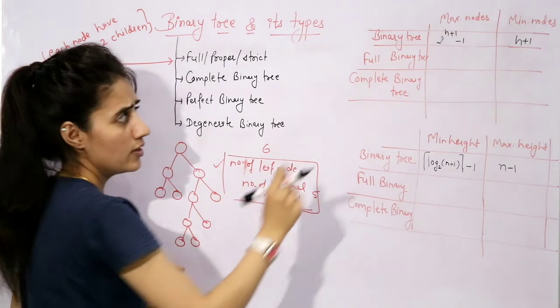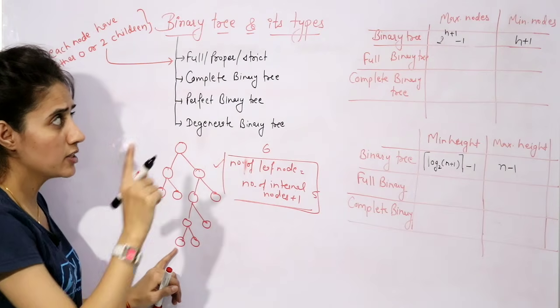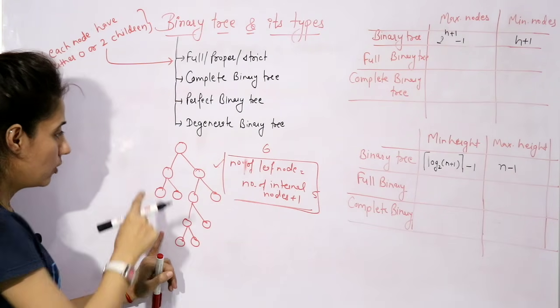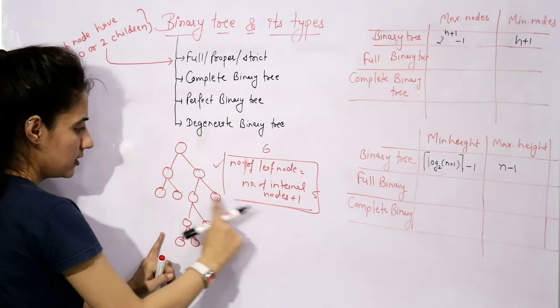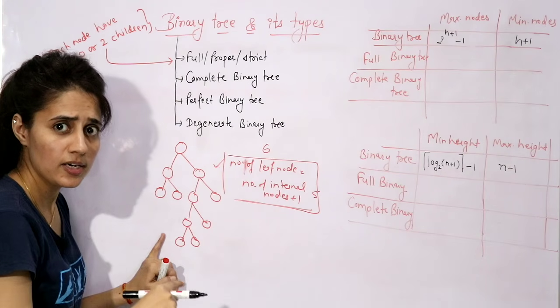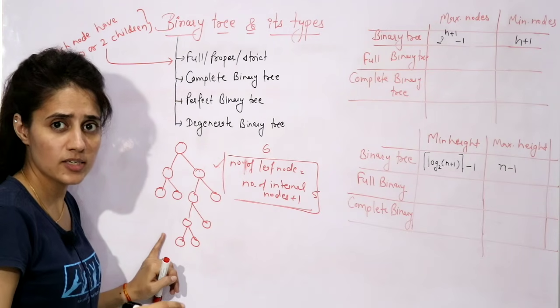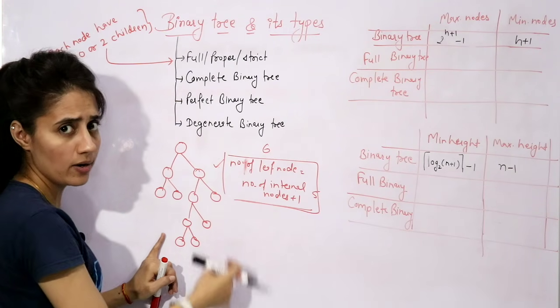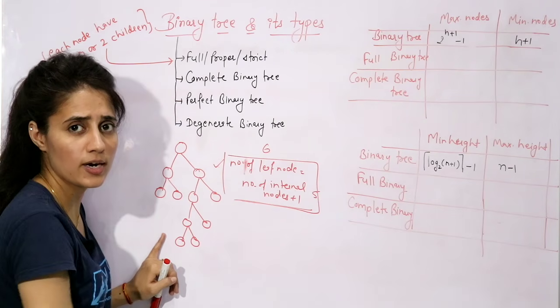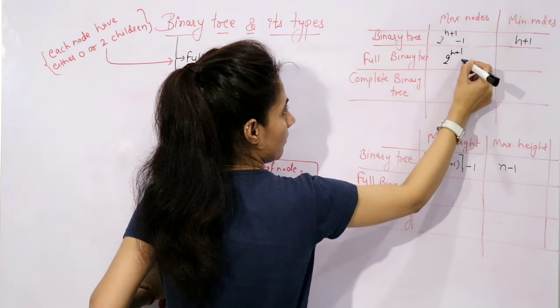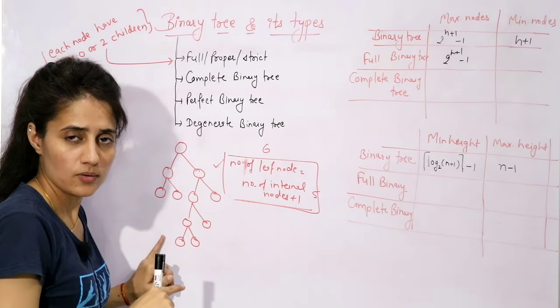Now what about the maximum and minimum number of nodes in this tree? See, the maximum number of nodes is the same as in a binary tree, right? Because here also at every level i, there can be a maximum of 2 raised to power i nodes. And if the height is h, then you need to add the maximum number of nodes at each level. So this is 2 raised to power h plus 1, minus 1. This thing we have already discussed, right?